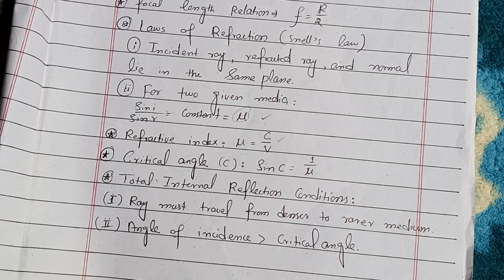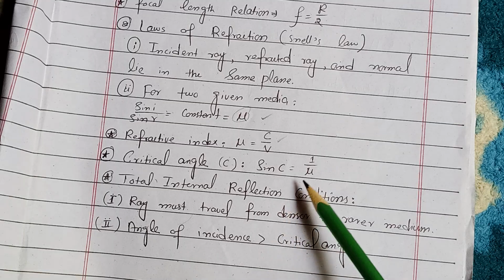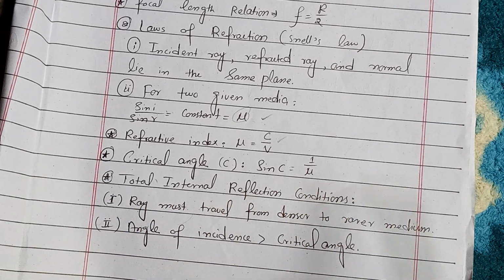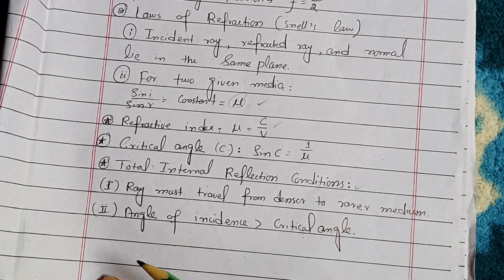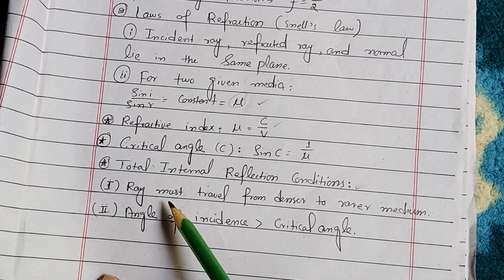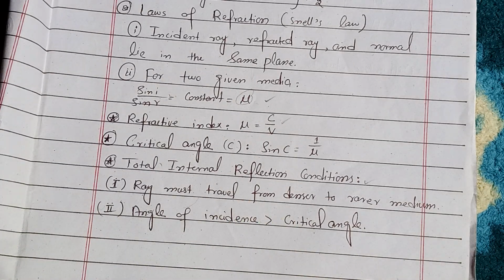Critical angle: sin c is equal to 1 over refractive index. Total internal reflection condition: this is also important, you must know what the total internal reflection condition is. It means, when will the light be totally internally reflected? When they follow these two conditions, it will be totally internally reflected. It will show the phenomenon of total internal reflection.